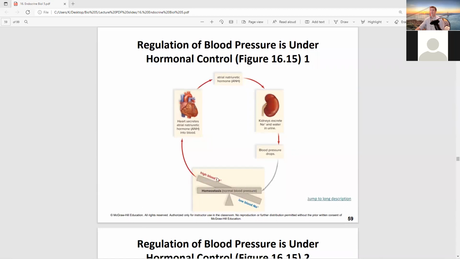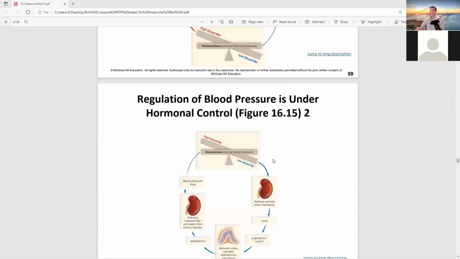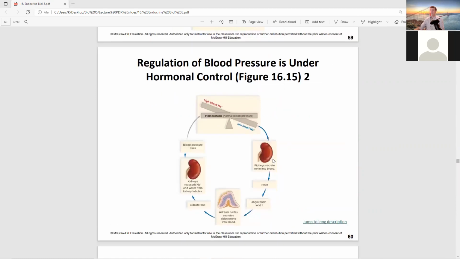Okay, so with high blood sodium, the heart secretes atrial natriuretic hormone, or ANH, into the blood. And ANH causes the kidney to excrete sodium and water in urine, and this causes blood pressure to drop. On the other hand, if you have low blood pressure, kidneys secrete renin into blood. Renin causes angiotensin 1 and 2. The adrenal cortex secretes aldosterone into blood, and aldosterone causes the kidneys to reabsorb sodium and water from kidney tubules, and blood pressure rises.